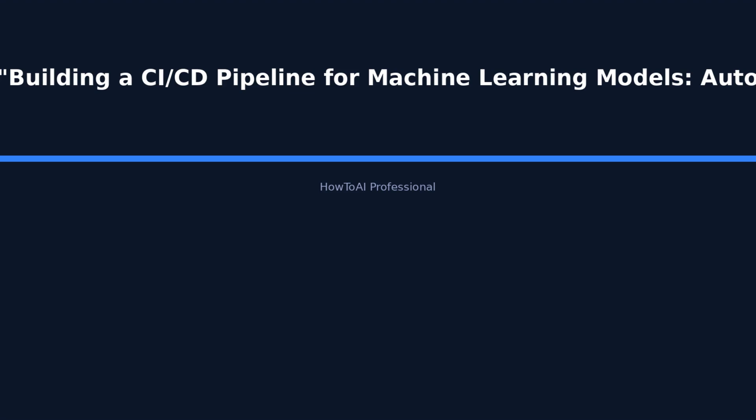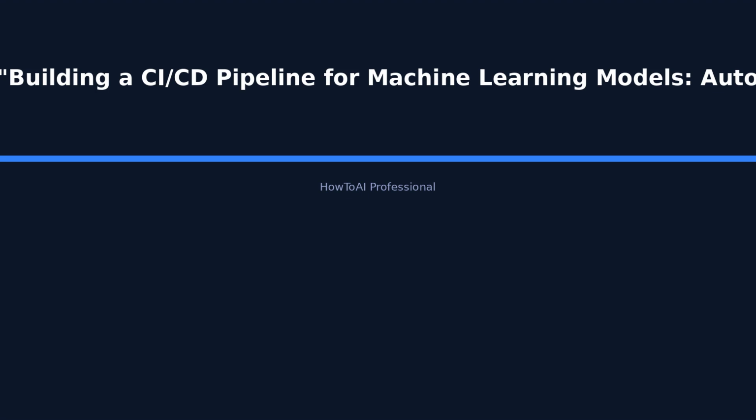Today, we are diving deep into an increasingly important topic in the world of machine learning and software engineering: building a continuous integration and continuous deployment (CI/CD) pipeline for machine learning models. In this video, we will explore how to automate deployment and monitor those models in production. We'll discuss the challenges involved, the best practices, and provide you with a comprehensive framework that you can start implementing right away. So, let's get started.